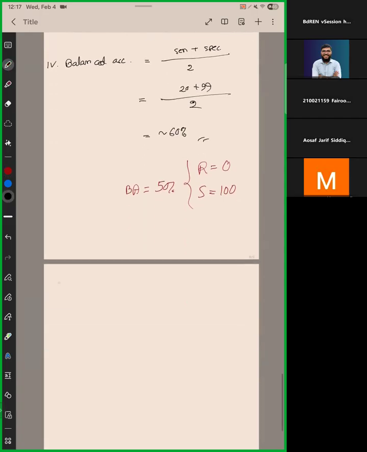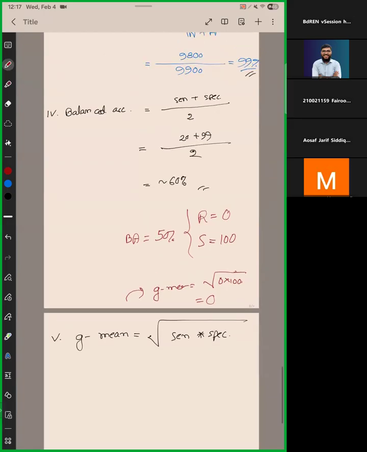So if we look at something better, the geometric mean or G-mean, the geometric mean is the square root of sensitivity multiplied by specificity. So the geometric mean for this one, what will it be? How much will it come? Zero, because it is multiplied. So if one of them is 0, the whole thing becomes 0. So the geometric mean is 0.